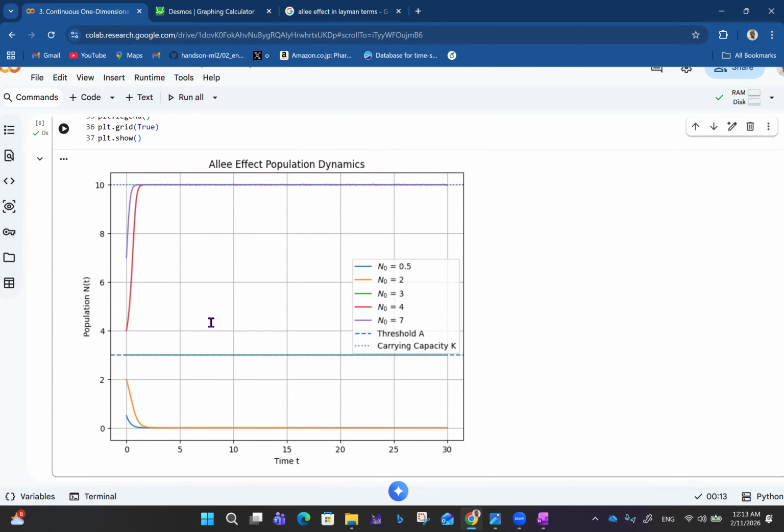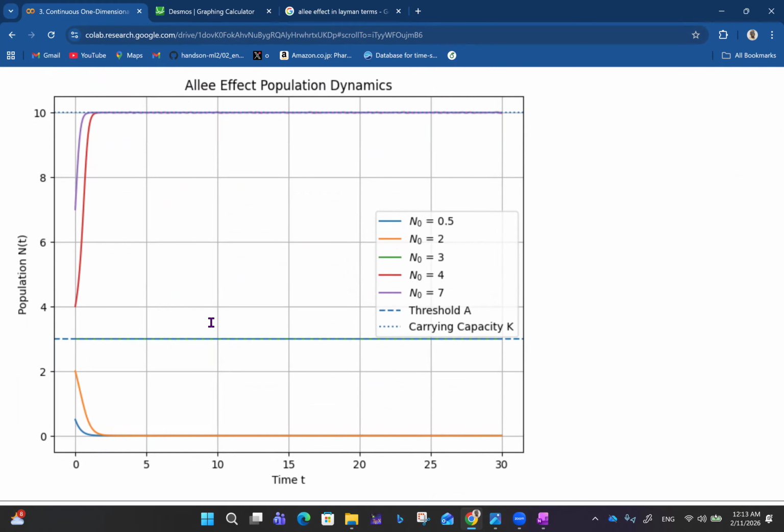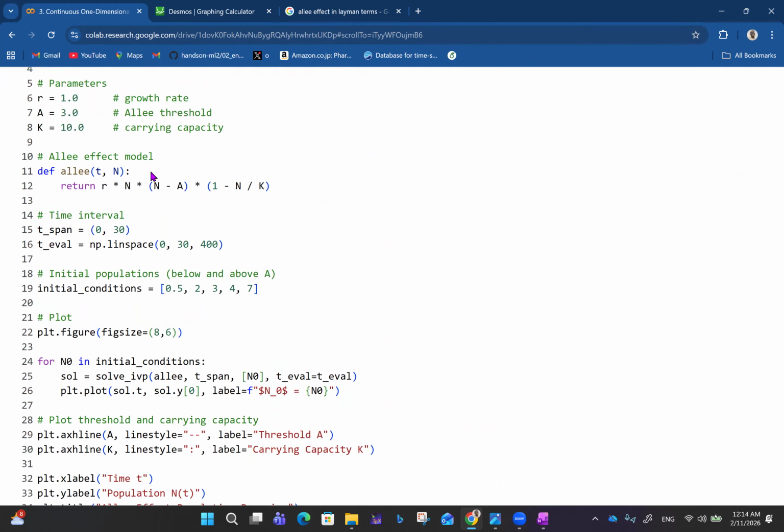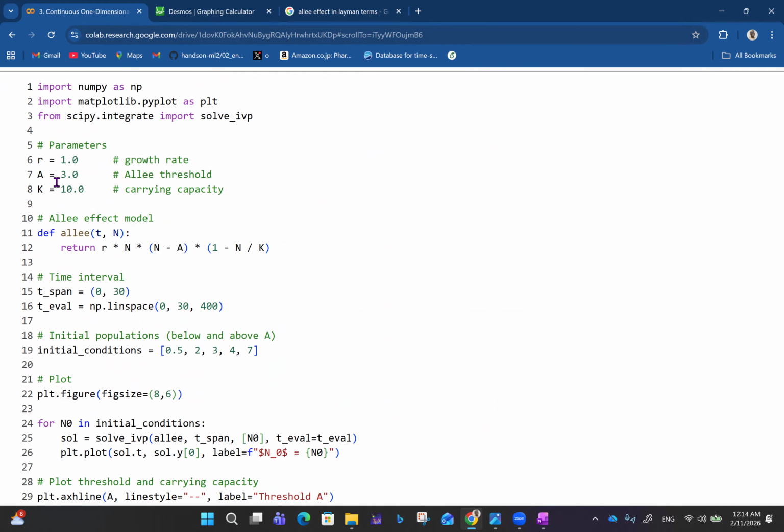So look at what we have here now. There's a threshold A. We have the threshold, which is around this place, and then we have the carrying capacity up here. All of that has been fixed. The carrying capacity here has been fixed as 10. The threshold has been fixed as 3.0. So you have the Allee threshold as 3, the carrying capacity as 10, and the growth rate is 1. So it's more like a steady growth rate.